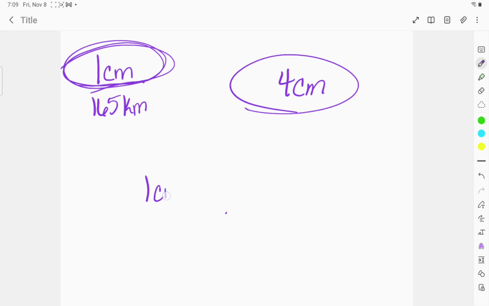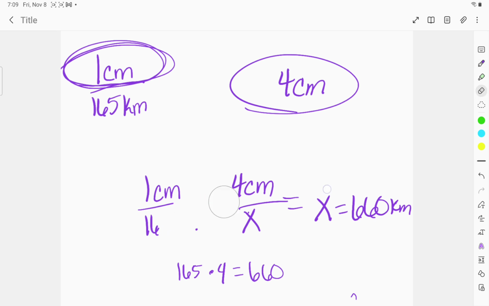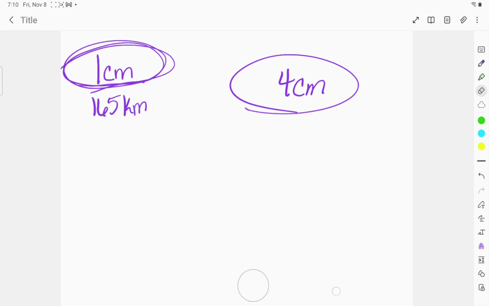So your problem is going to be 1 centimeter over 165 kilometers, equal to 4 centimeters over x. Then you cross multiply, and x is going to equal 660 kilometers. That is 165 times 4 equals 660. Okay, so you'll do the same thing with all 4 of those on page 21.